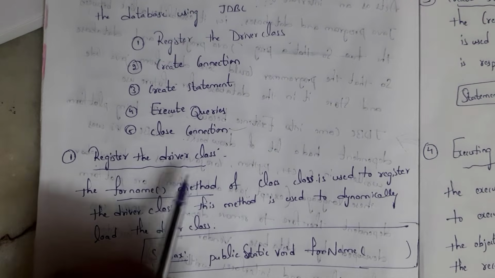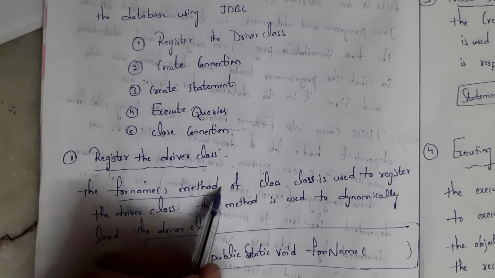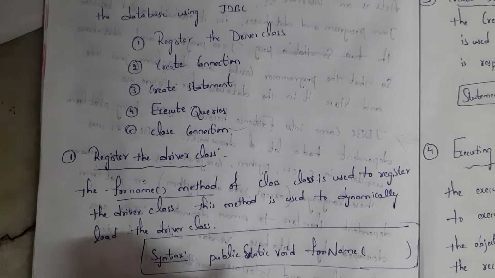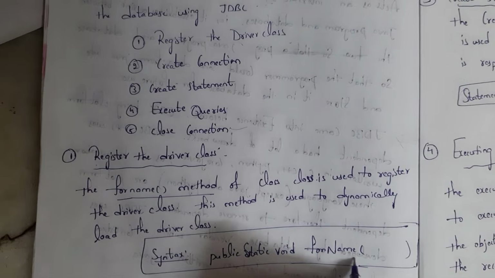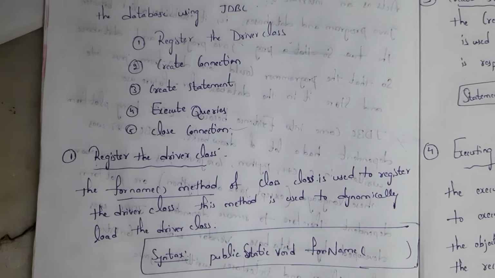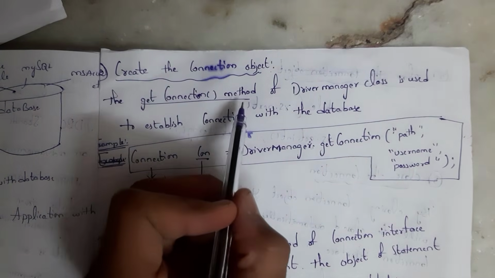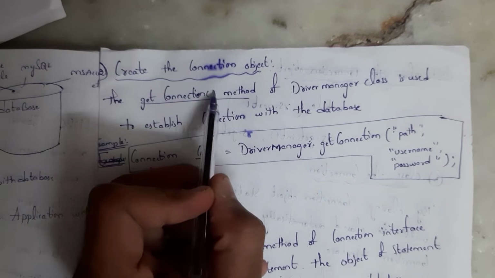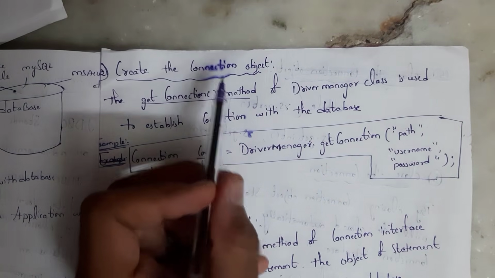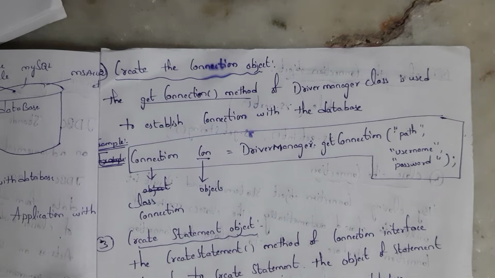In order to register the driver class, the forName method is used. This is the syntax to create the driver class: public static void forName. This forName method is used to create the driver class. The next one is creating the connection object. In order to create the connection object, we need a method called the getConnection method. This getConnection method is used to create the connection object, and this is the syntax.